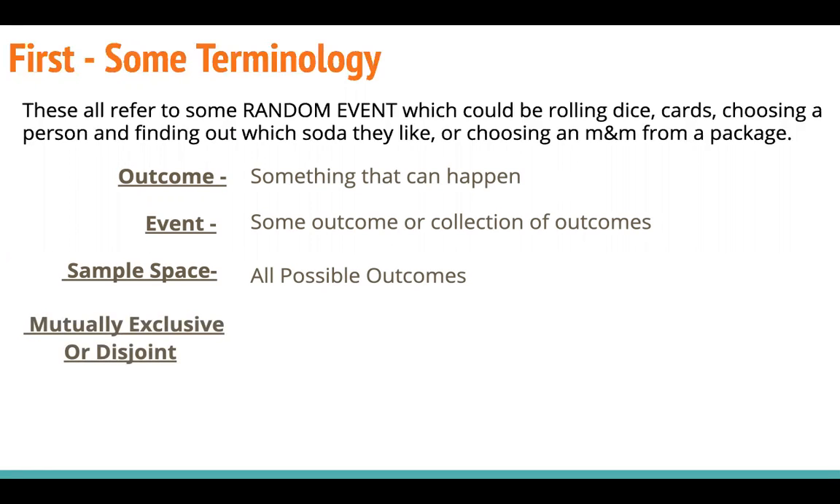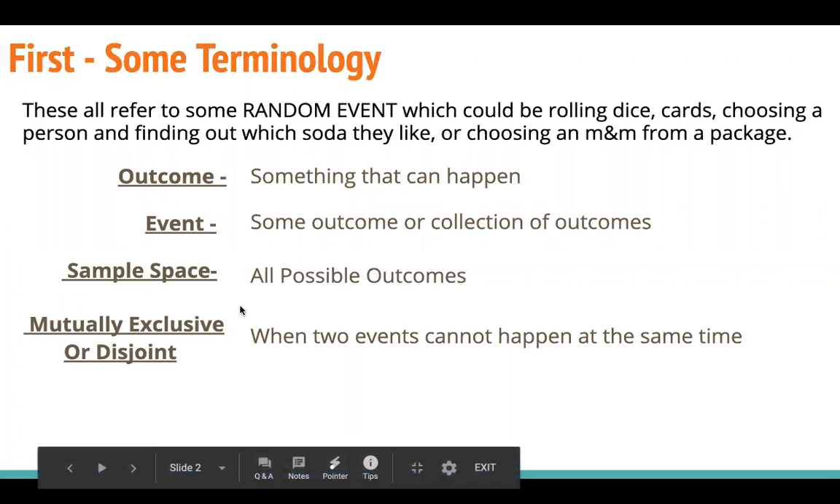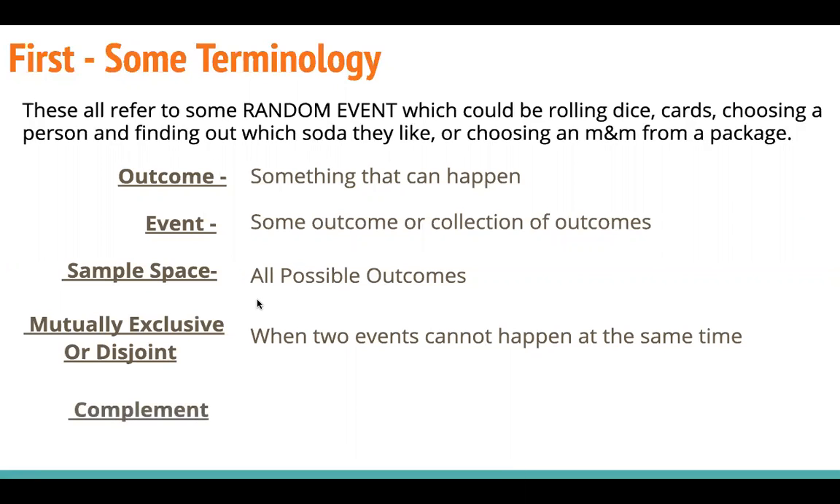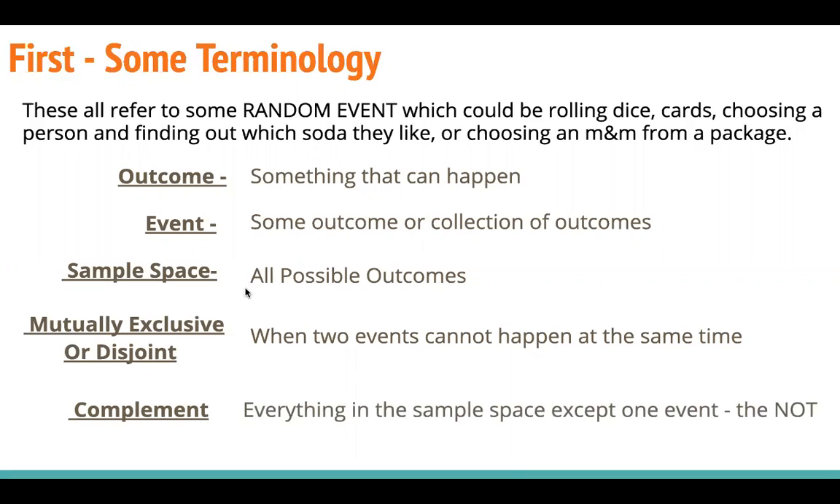When we refer to something as mutually exclusive or disjoint, these are two events that cannot happen at the same time. And we use either of those two words. There's no overlap. They can't both be true at one time. And then the complement is everything in the sample space except that one event. It's like the not.